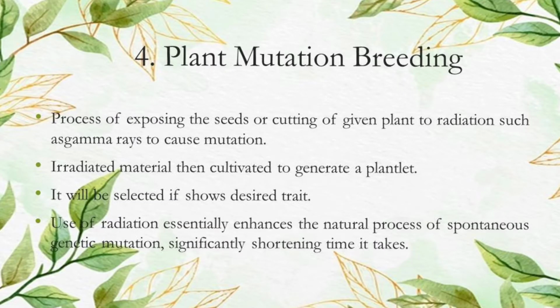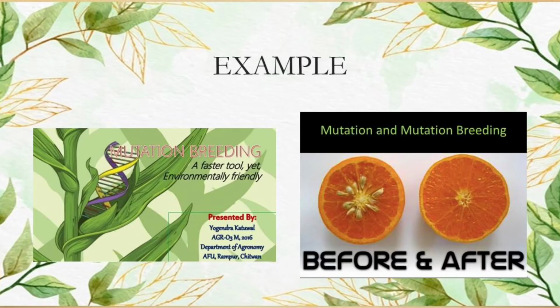The use of radiation essentially enhances the natural process of spontaneous genetic mutation, significantly shortening the time it takes. So that means we can cut off the time it takes and it will bring us many advantages. Okay, we are providing an example of mutation breeding. It is called a faster tool, yet also environmentally friendly.